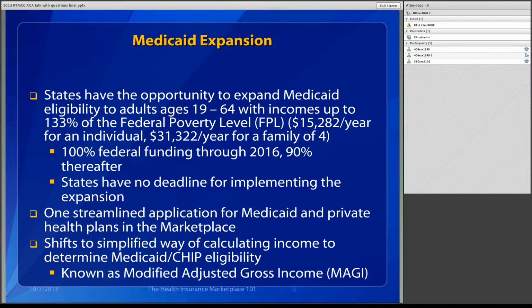So the states are not mandated to expand Medicaid. They can decide to or not, but the Affordable Care Act is rolling out in all the states. So the other pieces in terms of the opportunity to sign up for quality health plans through the exchanges, that is available in every state. There will be one streamlined application for Medicaid and the quality health plans or the private health plans in the marketplace, or what is also known as the exchanges. And there is a simple way to be able to determine eligibility as well as look at the plans.